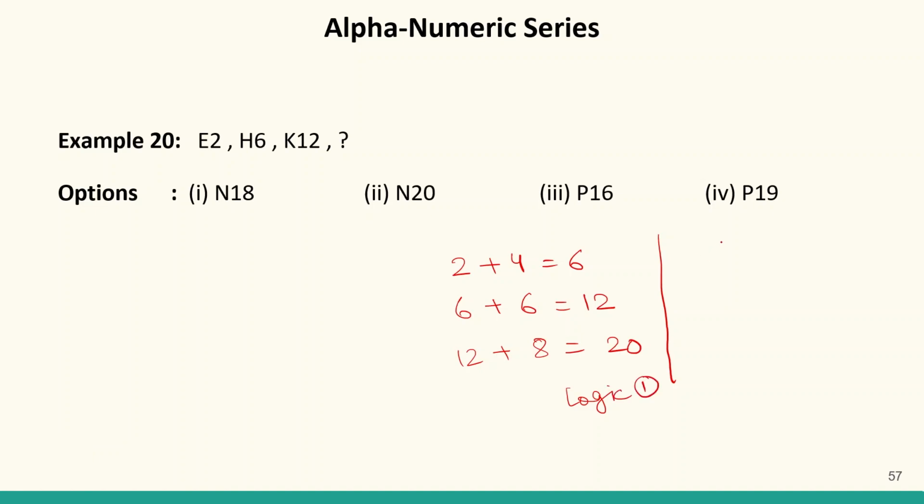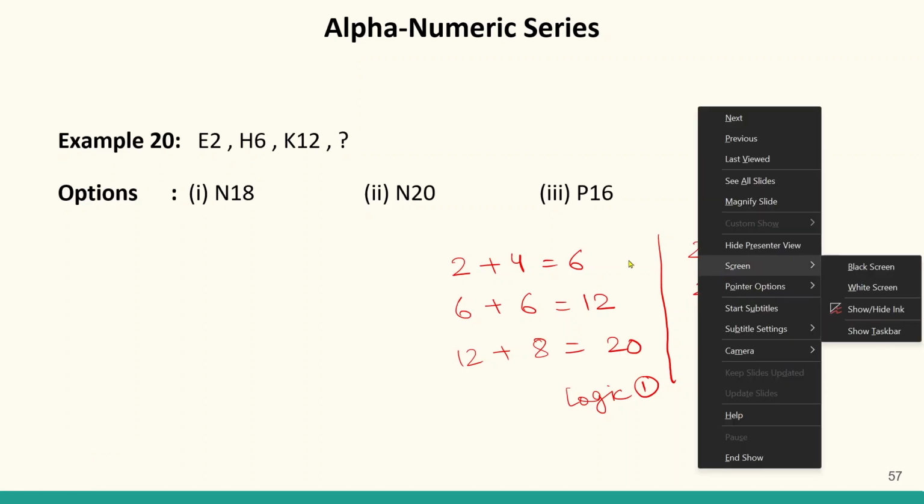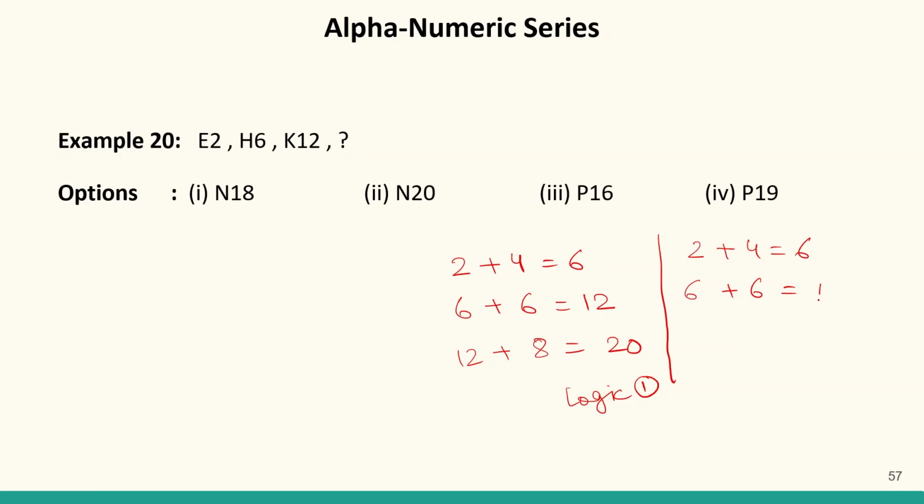Okay. I told you another logic also. The other logic is 2 plus 4 is 6. 2 plus 6 is 6. 6 is 12. Now let us go back to 4, which will give us 18. That is logic 2. It could be either this or this. We do not have the next element to confirm. Right?